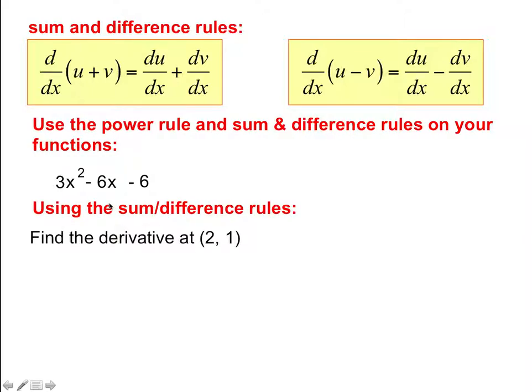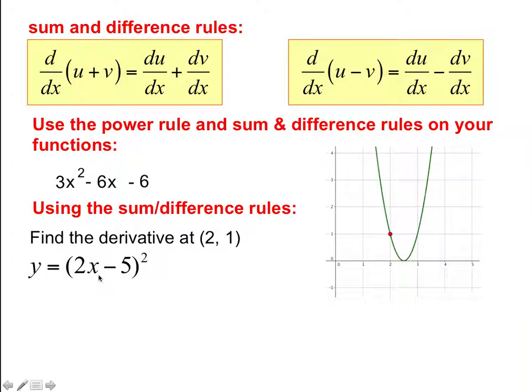So let's find the derivative, and let's evaluate it at 2, 1 for this function. Now I'm throwing something that looks a little bit different, and we haven't had brackets yet, but this is easy enough to FOIL out, and that's exactly what we're going to do. So if we look at this, this is actually a parabola, and if we FOIL this out, you can see the parabola a little better. And 2, 1 is right here, over 2, up 1. There's the location 2, 1.